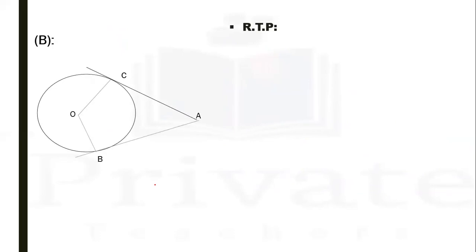The last proof here, we have this shape, the circle. O here is the center, AC is a tangent, AB is another tangent. Both tangents are drawn from one point A outside the circle. What is required to prove is that the shape ABOC is a cyclic quadrilateral.